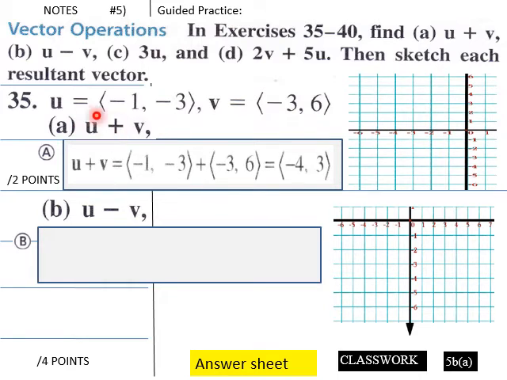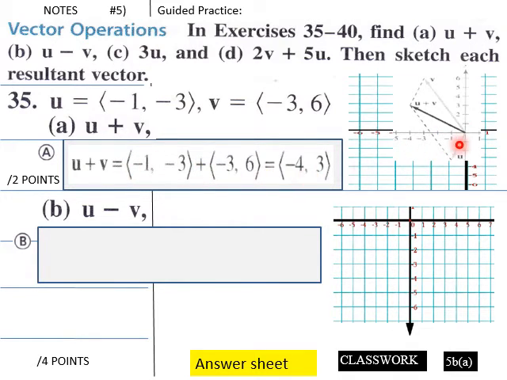So our first one here, 35a, u is (-1, -3) and v is (-3, 6). So a here is u plus v. So we're going to add these two together, (-1, -3) plus (-3, 6). When we add these two together, we get -4, and then -3 plus 6 would be 3. That would be our addition there. And then our graph of that would be here.